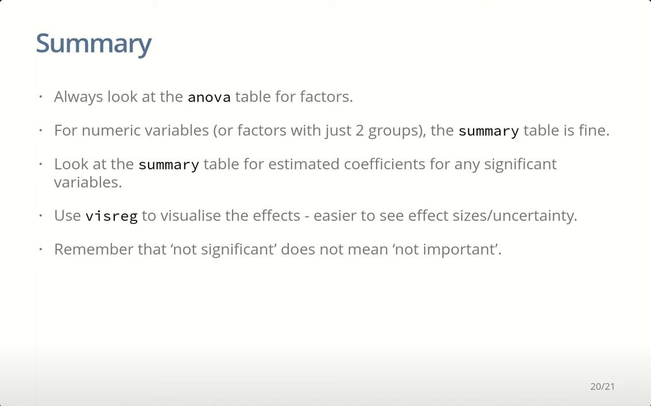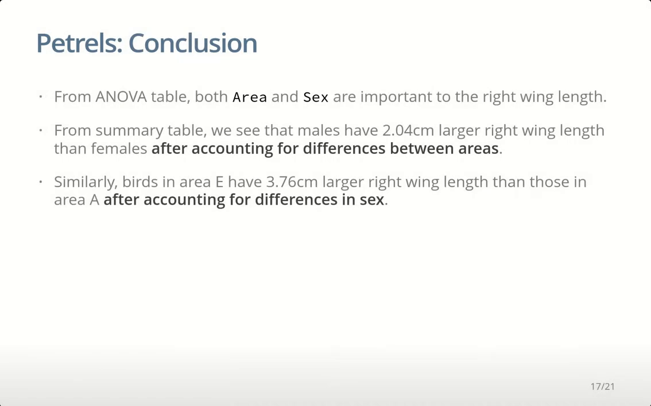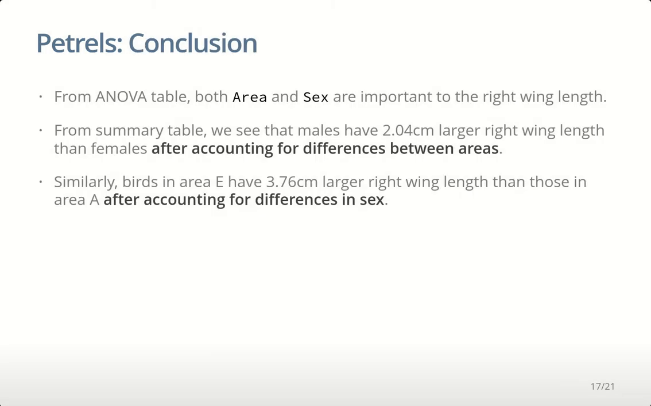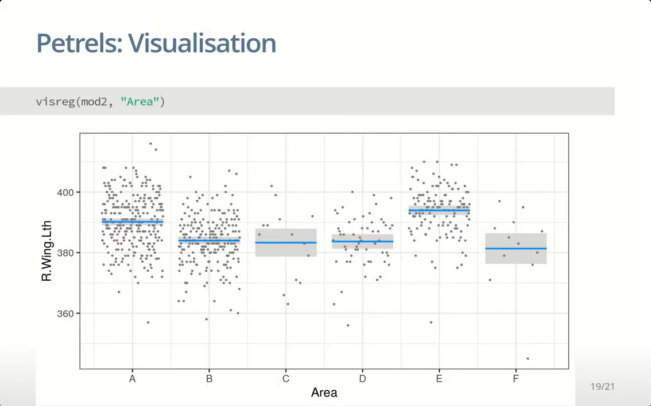And you can use Visreg to visualize the effects if you just want to know relative amounts. The summary table will give you the exact differences. So, area E birds were 3.76 millimeters bigger. The Visreg showed us that they were bigger, but it was harder to determine exactly how much. I mean, you could see that it's about 4 units, isn't it? So you can get fairly close, but you can't get the exact measures.